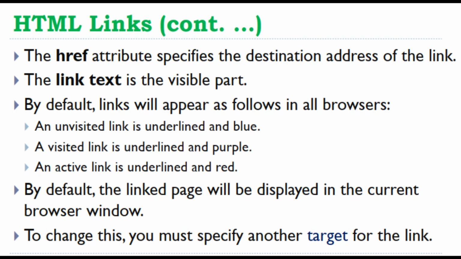HTML links, continued. The href attribute specifies the destination address of the link. The link text is the visible part. By default, links will appear as follows in all browsers: an unvisited link is underlined and blue, a visited link is underlined and purple, an active link is underlined and red. By default, the linked page will be displayed in the current browser window. To change this, you must specify another target for the link.